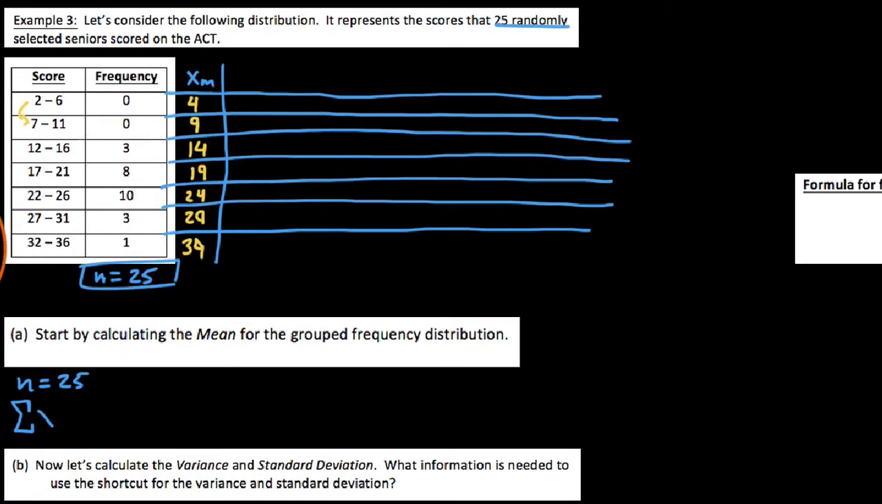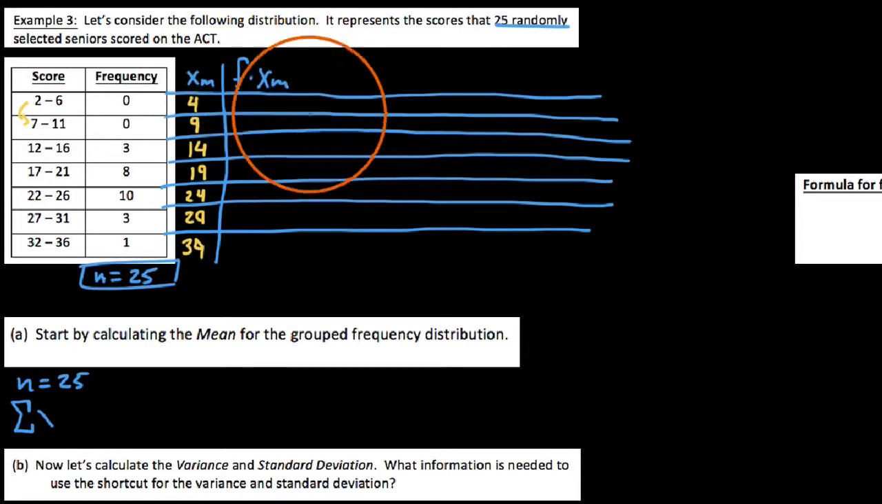But essentially, we got the class midpoint for each of these. Since we're assuming that everybody scored at the class midpoint, we kind of have the raw data now. I know that 3 people we're going to assume got a 14, and 8 people got a 19, and 10 people got a 24. I want to add all these numbers up. So the nifty way of doing this, and the way that we tend to employ, is this.